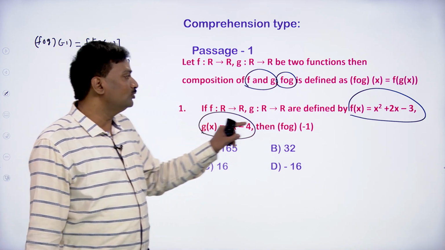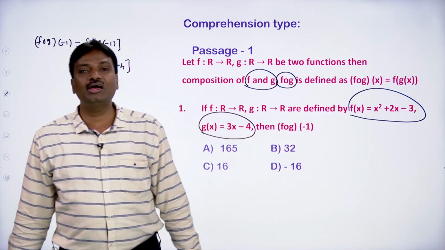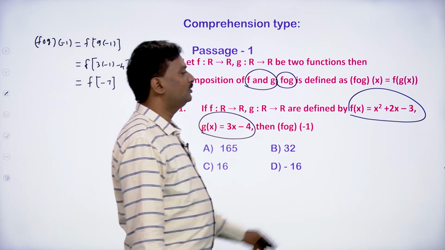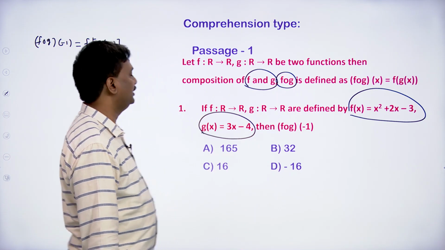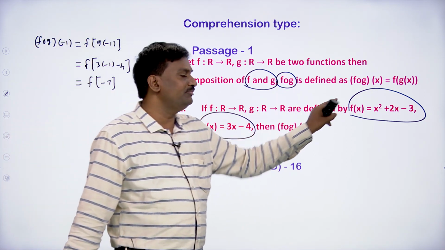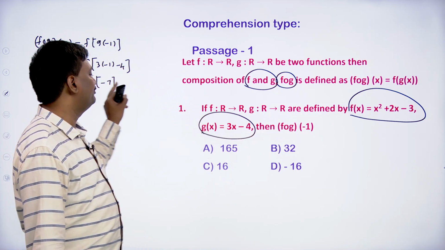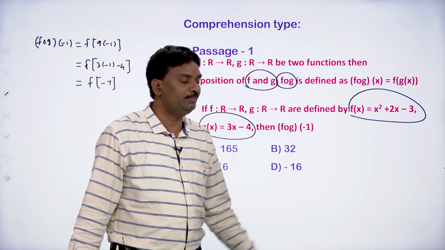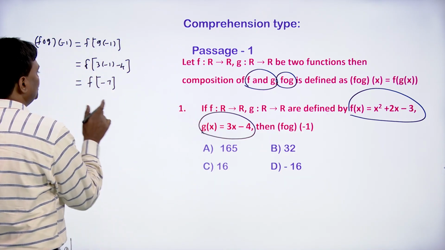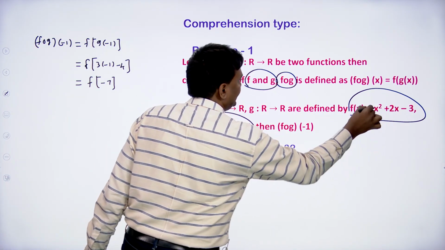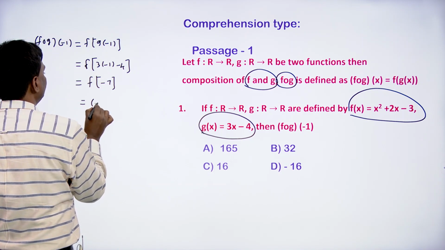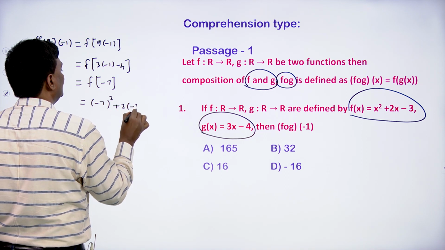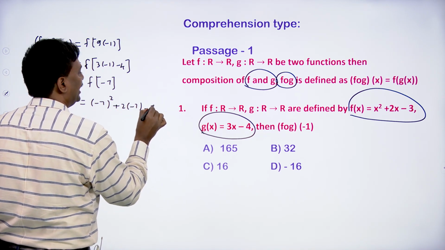According to the problem, f of x is x square plus 2x minus 3. If we compare f of minus 7 and f of x, in place of x we have minus 7. So that's why here also in place of x by writing minus 7, x square is minus 7 whole square, plus 2x is 2 into minus 7, minus 3.